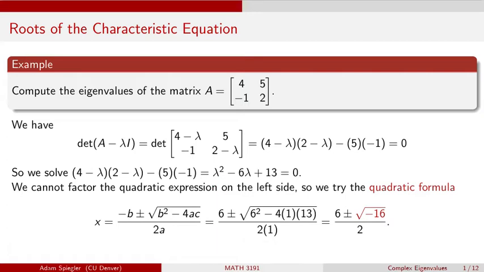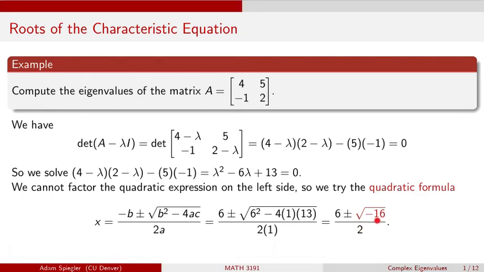My value for a is 1, so I put that in the place of a. My value for b is minus 6, so I have a minus 6 over here. And then I have a minus 6 squared, which would be the same as 6 squared. And my value for c is 13. Simplifying this quadratic formula, we get 6 plus or minus, and under the square root we have a minus 16 because I have 36 minus 52. And that gives me a negative 16, over 2.